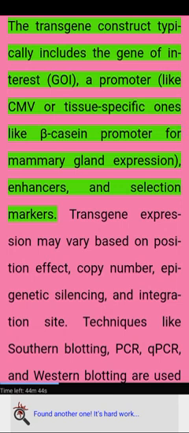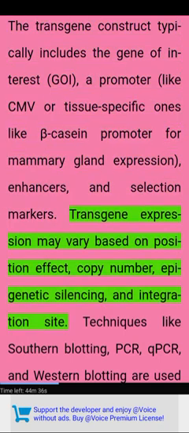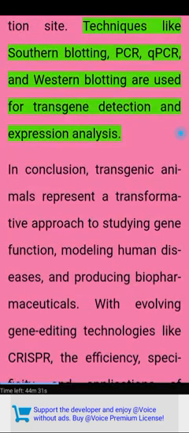The transgene construct typically includes the gene of interest (GOI), a promoter like CMV or tissue-specific ones like the beta-casein promoter for mammary gland expression, enhancers, and selection markers. Transgene expression may vary based on position effect, copy number, epigenetic silencing, and integration site. Techniques like Southern blotting, PCR, qPCR, and Western blotting are used for transgene detection and expression analysis.